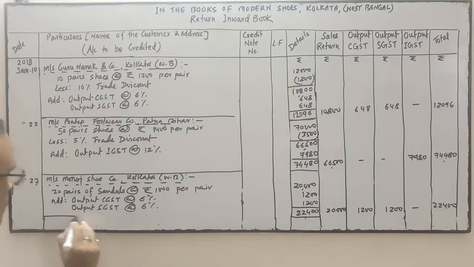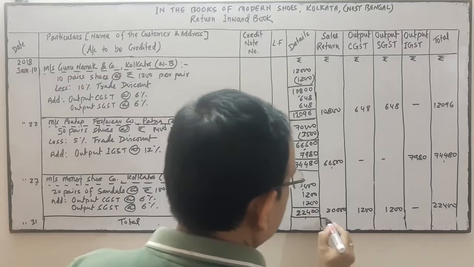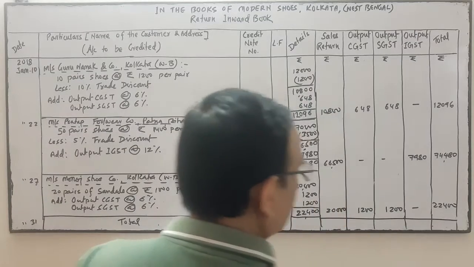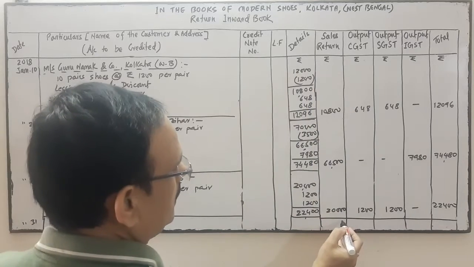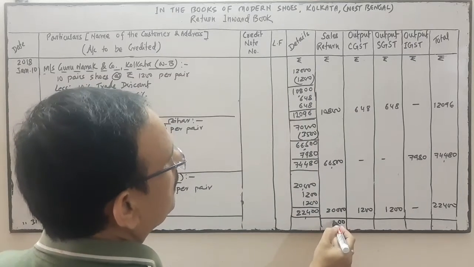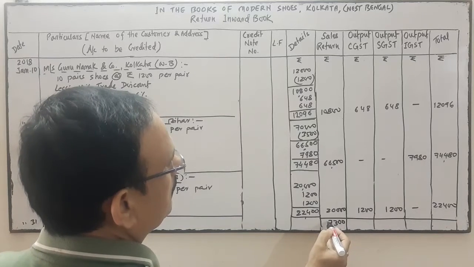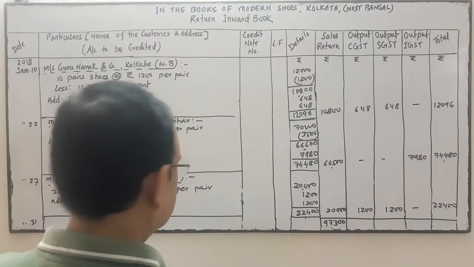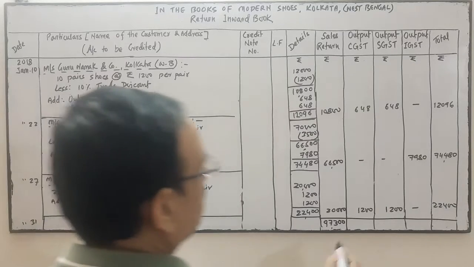Now we will do the total at the end of the month. January ends on the 31st. So now we'll do the total of all these 5 columns. First of all, the sales return column total is 97,300.